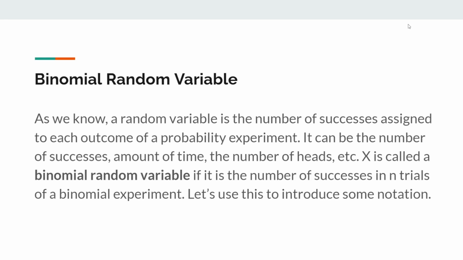Let's talk about the binomial random variable. As we know, a random variable is the number of successes assigned to the outcome of a probability experiment. If we run a coin flipping experiment 10 times and we get heads 6 times, that could be our random variable. I love using the heads example for probability because it's so simple. But X is called the binomial random variable if it's the number of successes in n trials of a binomial experiment. Let's use this to introduce some notation.